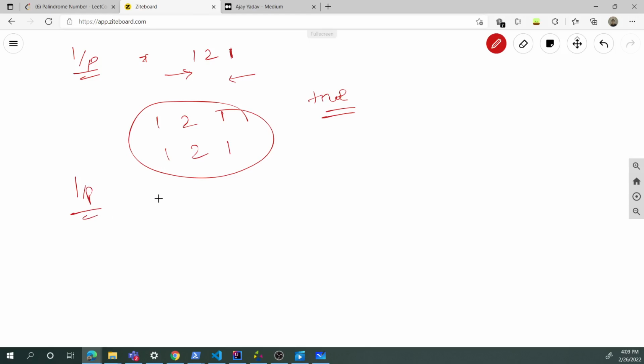In the second case, the number given is minus 121, and if you read the number from the backside, you will read it as 121 minus. So that's why this number is not considered a palindrome. The third input that the LeetCode website gives is 110, and if you read this number from the back, it is read as 011. In that case, this number is also not a palindrome. So these are the different scenarios.